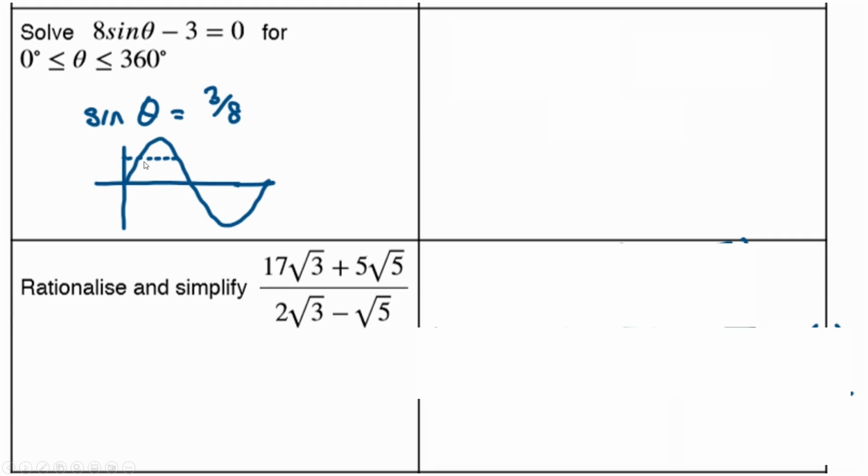So 3/8 is here, which means there's 2 answers. Also remember that sine theta is the same as sine 180 minus theta. So in other words, you get 180 minus, get the same answer. Use your calculator to get this one. So your calculator tells you 22, and then 180 minus that gives you the one which is 158.